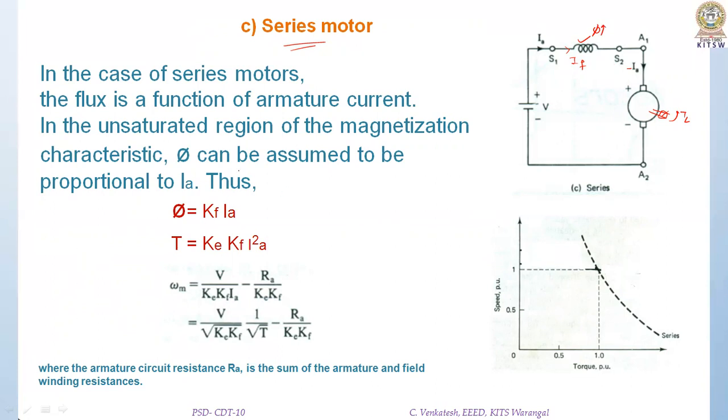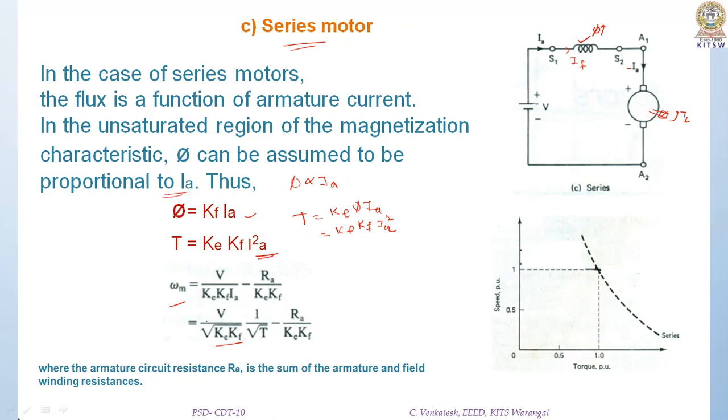So now flux is assumed to be proportional to Ia. As Ia increases, flux is also changing. So in this case, for series motor, flux is proportional to Ia, or flux is equal to Kf into Ia. Now your torque becomes what? Torque equation: T is equal to Ke phi into Ia. Now it becomes Ke Kf Ia square. So similarly, speed will now become V by square root of Ke into Kf into 1 by root T minus Ra divided by Ke Kf.